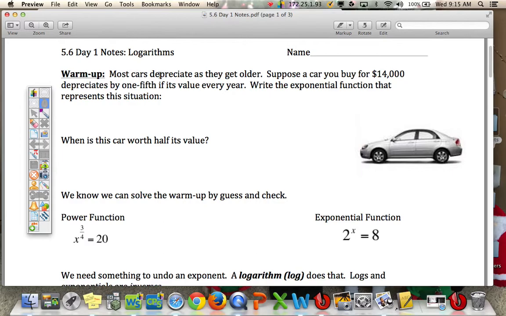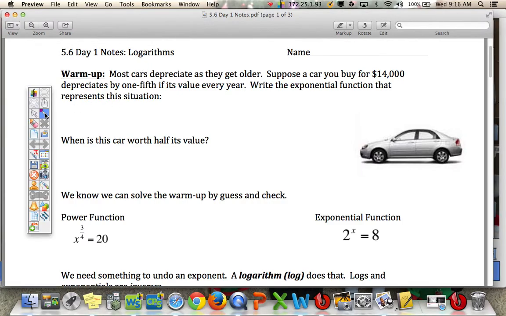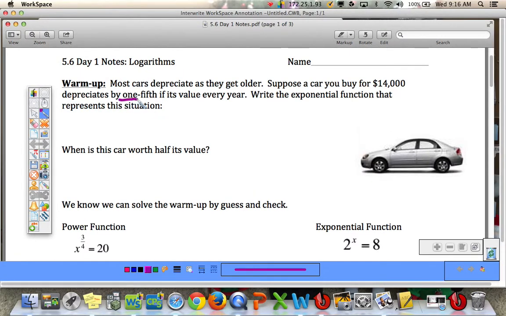So the warm-up: most cars depreciate as they get older, and what that means is they go down in value. Suppose a car you buy for $14,000 depreciates in value by 1/5 every year. Write an exponential function that represents the situation. And then, when is the car worth half of its value?